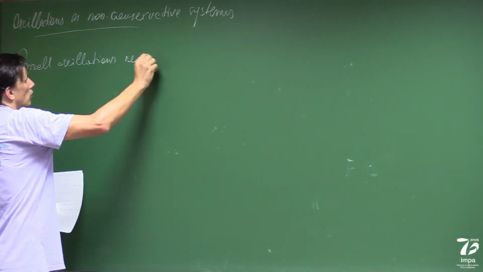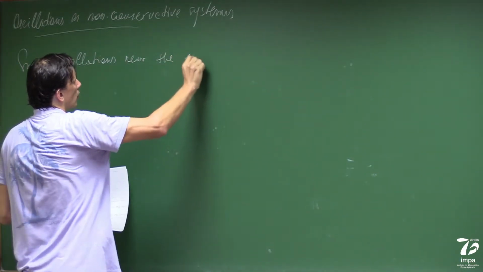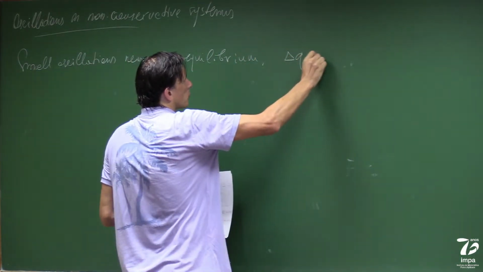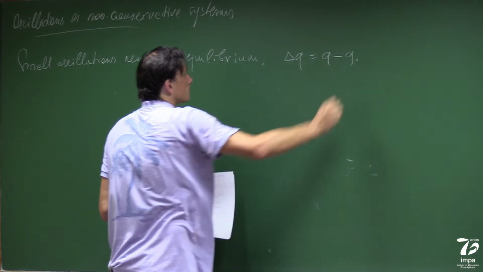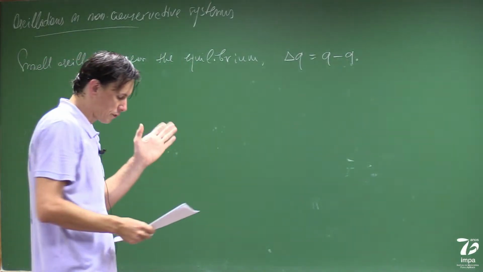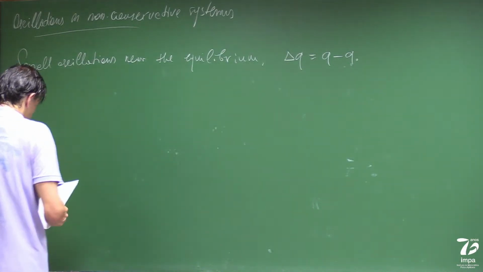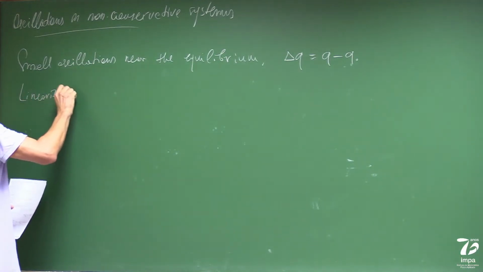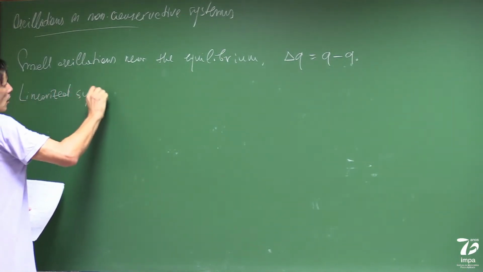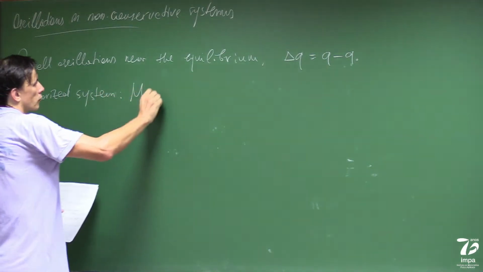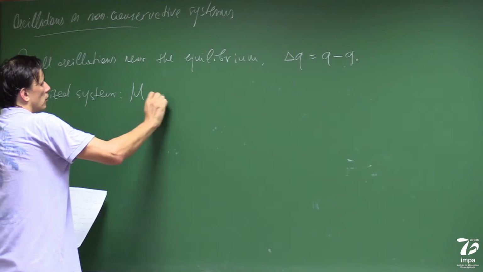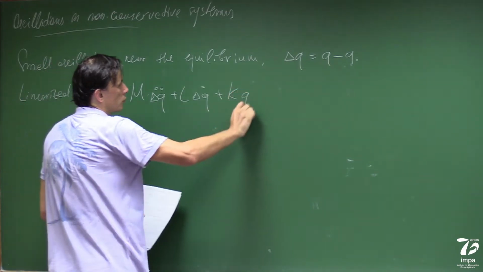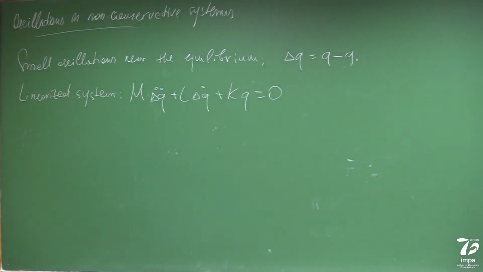So for small oscillations near the equilibrium, we consider the variable delta q, which is the difference of our generalized coordinates from the equilibrium. We found the linearized system, which had this form: m delta q double dot plus l delta q dot plus k delta q equals 0, where these are all free matrices m, l, k.